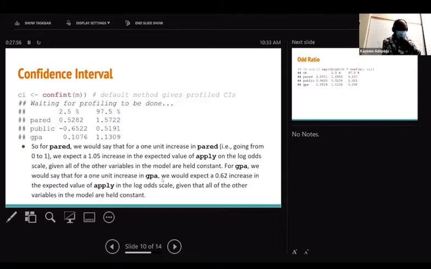Now, what about GPA? For GPA, we will say that for a 1 unit increase in GPA, we expect a 0.62 increase.